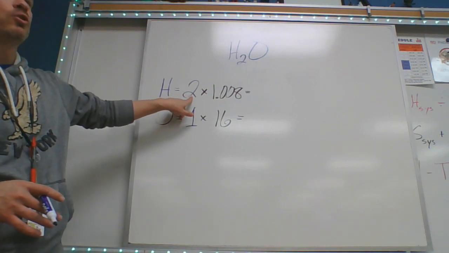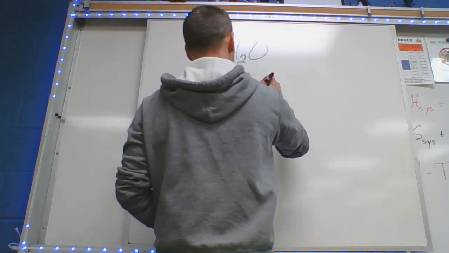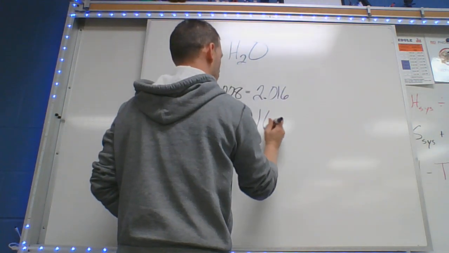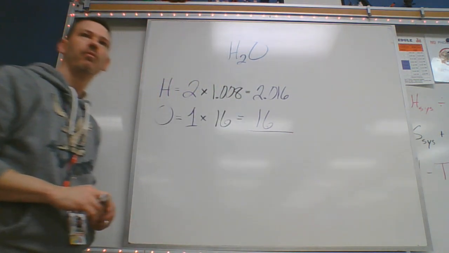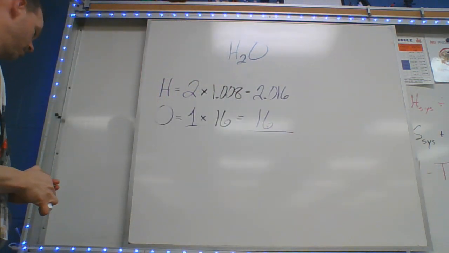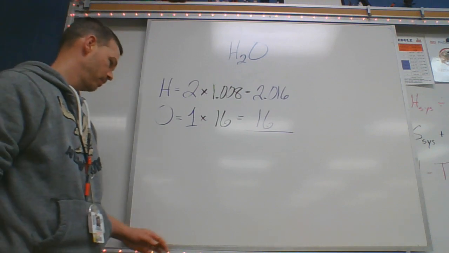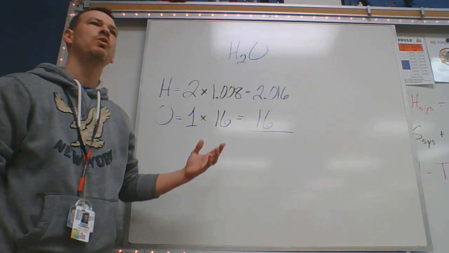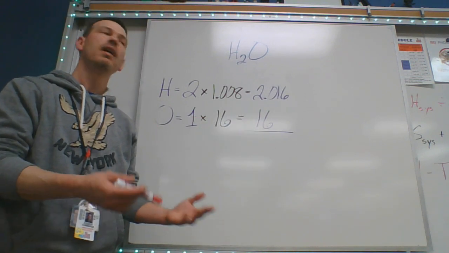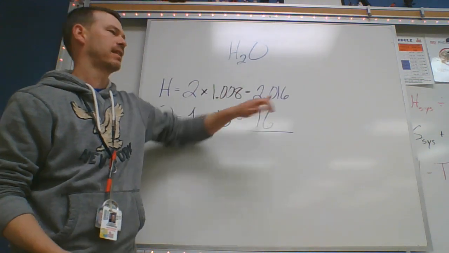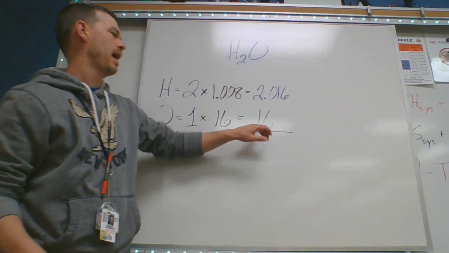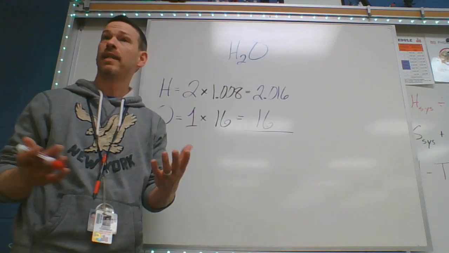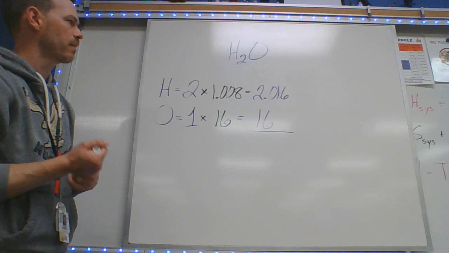Okay, two hydrogens comes out to 2.016. And one oxygen comes out to 16. Does everybody agree? It's nice to have these intermittent values because it's going to be useful for the percentages. All of the hydrogen has a mass of just over 2. All of the oxygen has a mass of 16, because that will be useful when I want to know the percentage of each. So it's good to track your work like this.